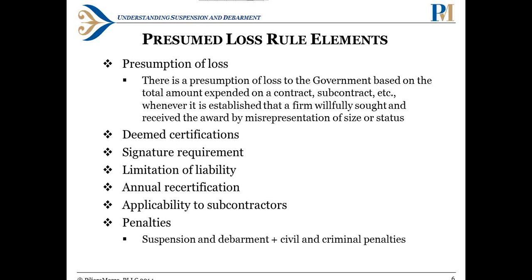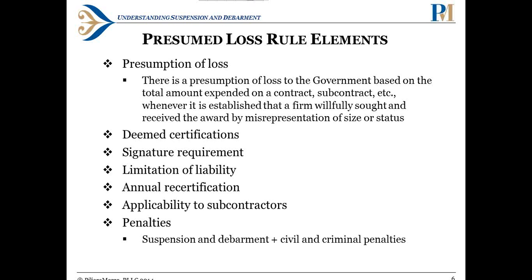Just to drill down a little bit on the elements of the presumed loss rule, I mentioned that there's multiple elements, the primary one being the presumption of loss. So this establishes that the government does face a loss in this amount if you willfully misrepresent your size or status. The presumed loss rule also has provisions about deemed certifications, when a contractor is deemed to have certified its small business size or status, and to have done so willfully. So when you submit a proposal, or when you fill out information on an online database like sam.gov, you are considered to have made a willful representation of your size or status. So you've got to make really certain in this climate that those representations are accurate.